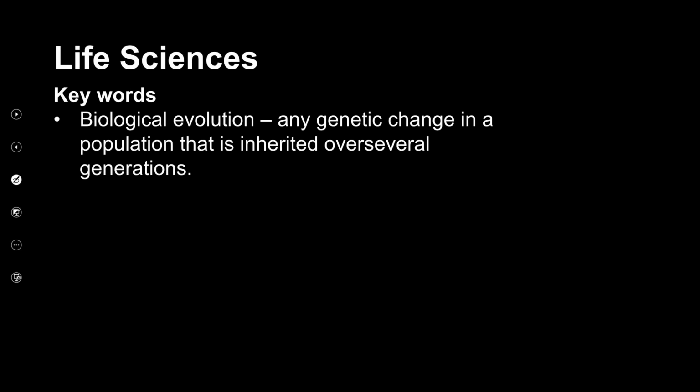So first of all, we're going to have a look at what we call biological evolution, because we are talking about living organisms. And basically what evolution or biological evolution is, is where we see genetic changes that take place in a population, and those are then inherited over several generations, and they then eventually become changes that become fixed in a population.